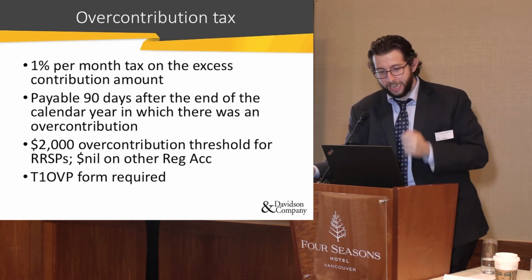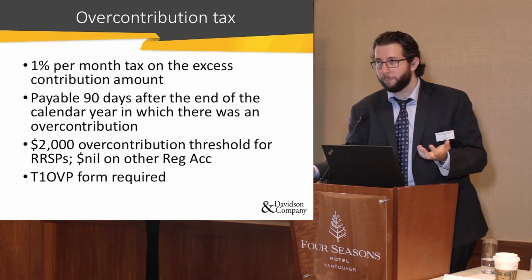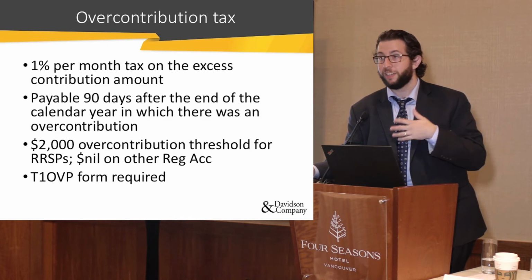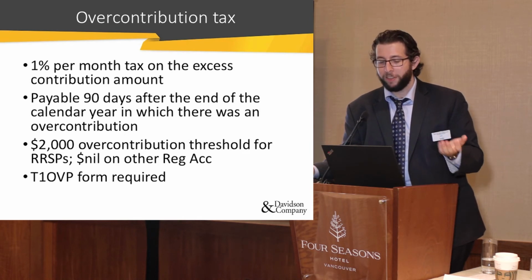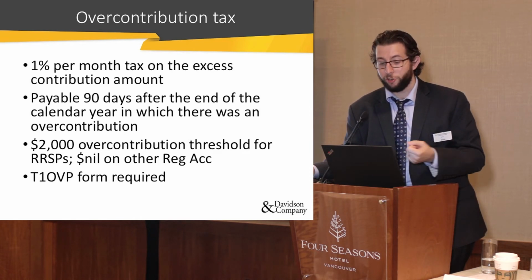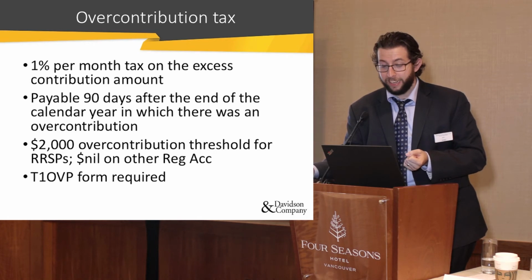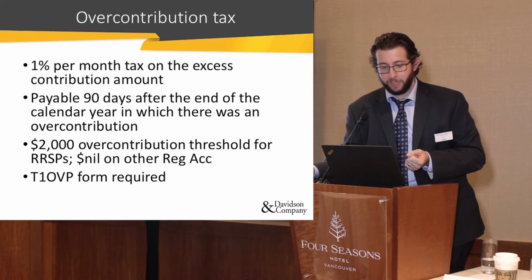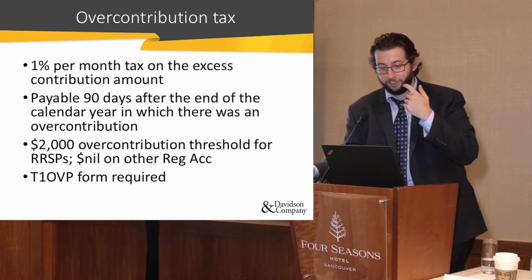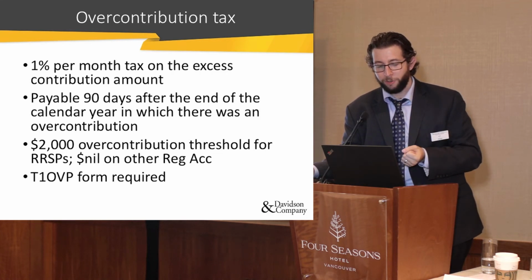Overcontribution tax will most commonly apply to RRSPs, but it does apply to all registered accounts. It's a 1% per month tax on the amount of the excess contribution. It can definitely add up very quickly over time. It's payable 90 days after the end of the calendar year in which there's an overcontribution.